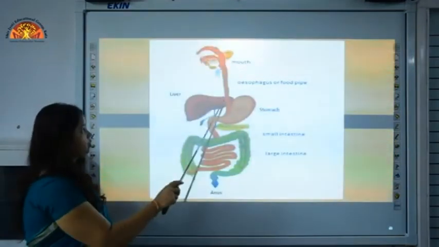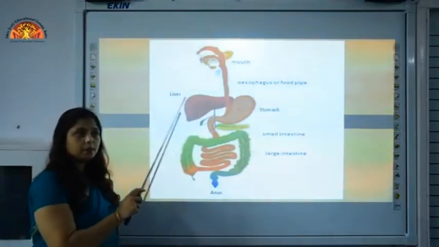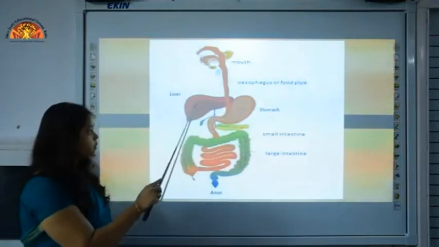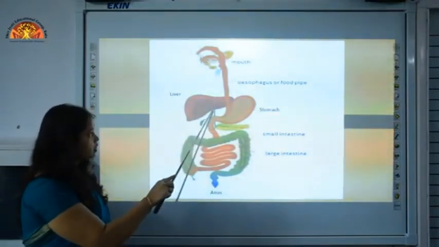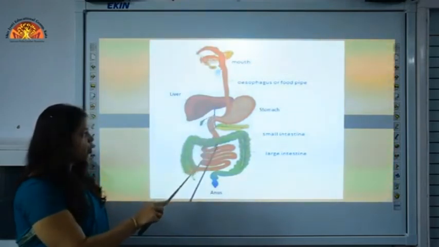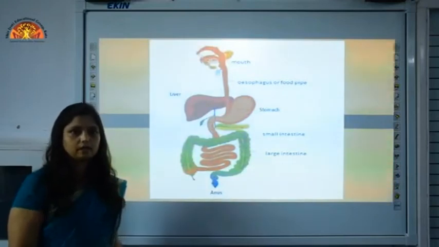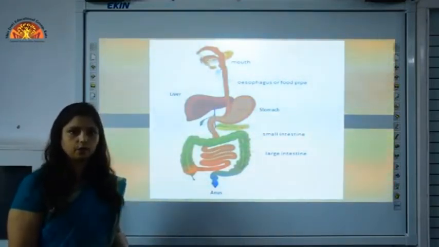Here this structure is called the liver. This also produces a special type of digestive juice called bile. This bile also reaches, you can see some tubes are here, the small intestine, where along with the juices of the small intestine, this bile also helps in the completion of the digestion process.